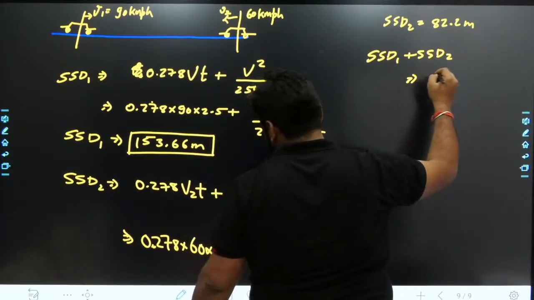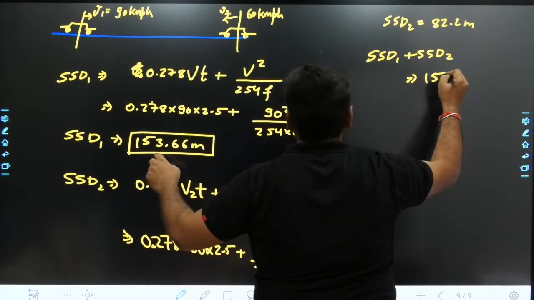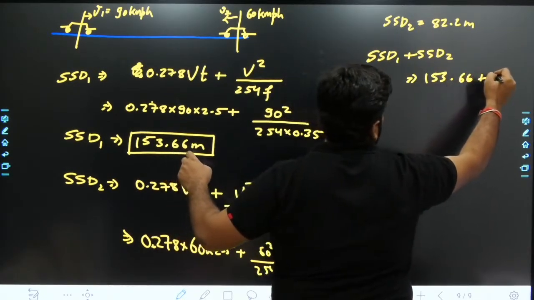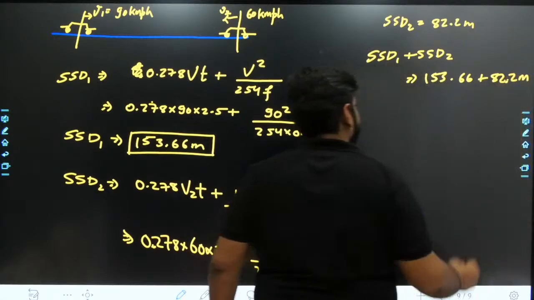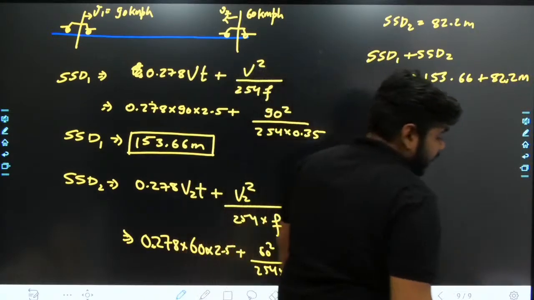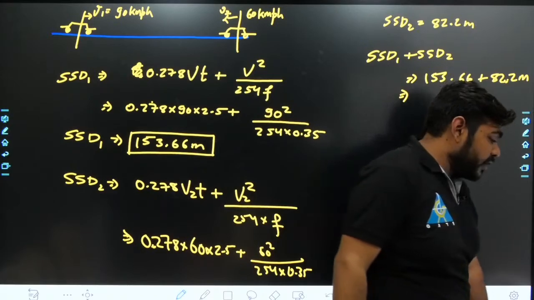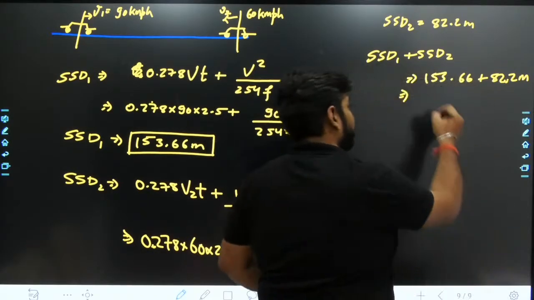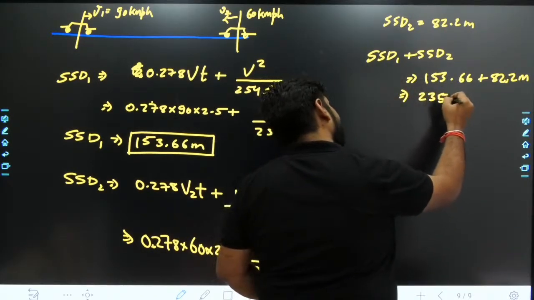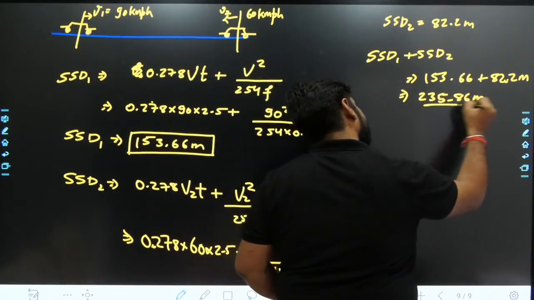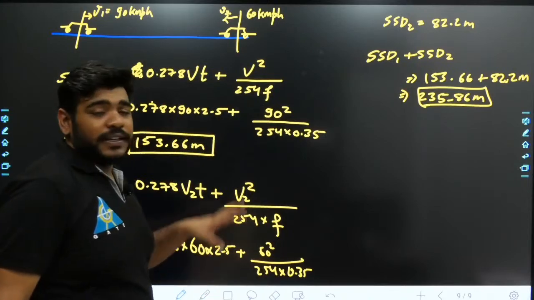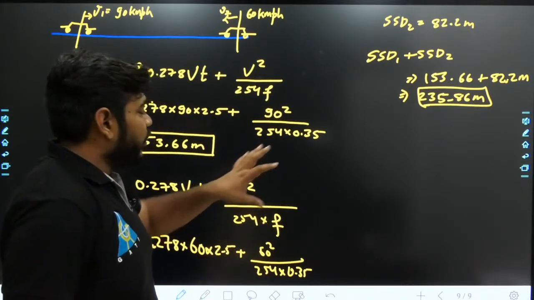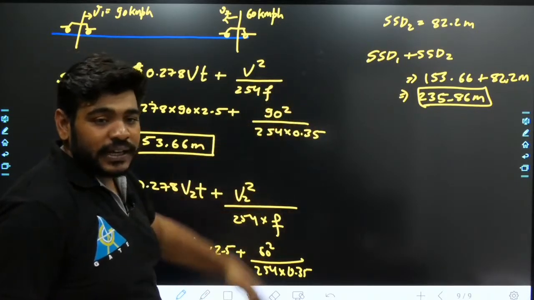This can be written as 153.66 meter plus 82.2 meter, which is 235.86 meter. This is the way you can calculate the answer from the basic approach.